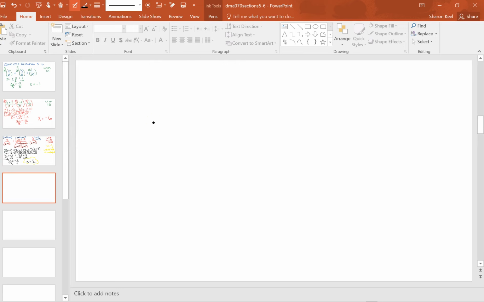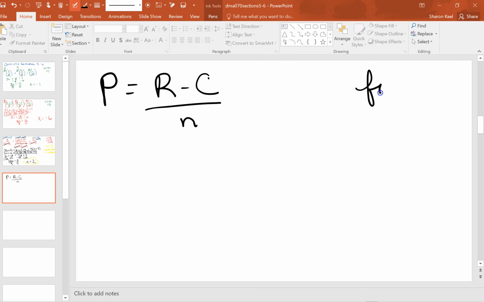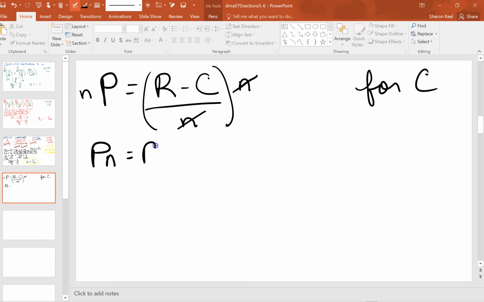Sometimes if you have a problem that has variables, people find that to be a little more intimidating. So let's look at P equals R minus C over N. And I want to solve this for the capital letter C. So if I want to get this alone, the first thing we have to do is get rid of that denominator. So if I times both sides by n, that's going to cancel. So I have Pn equals R minus C.